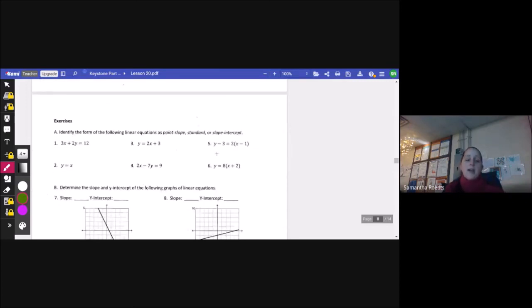All right, that is the end of lesson 20, so go ahead and work on the exercises below.